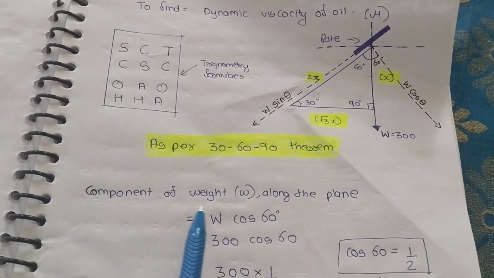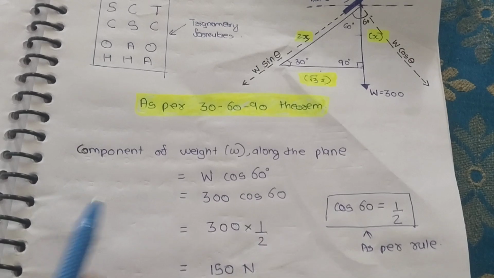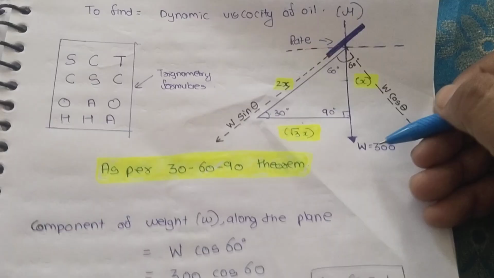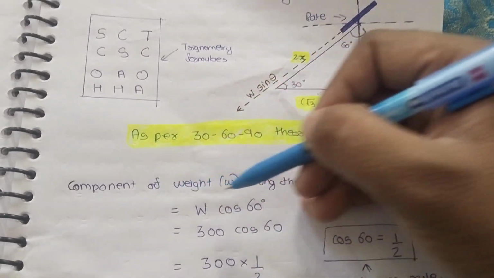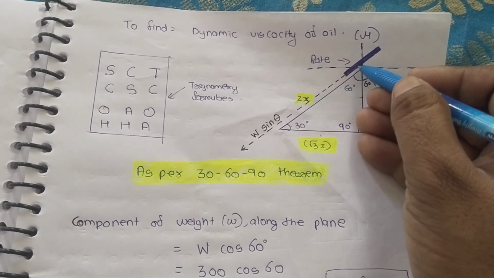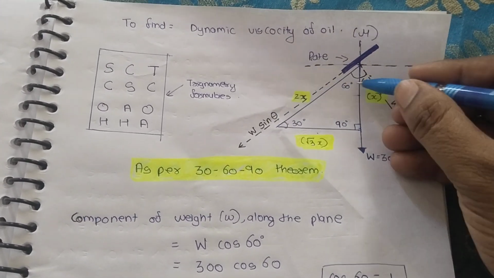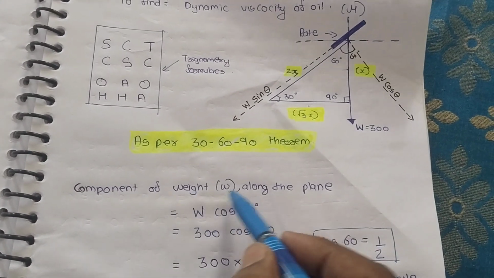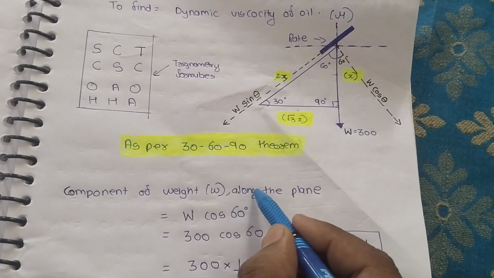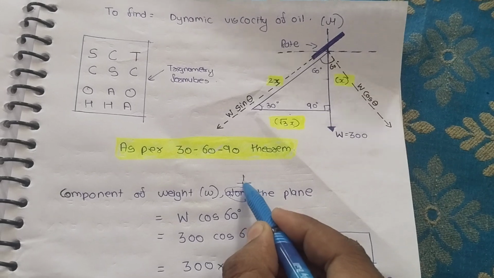Component of weight W along the plane. This is the weight of the plate, 300 Newton. So the component of weight along the plane is W sin theta, but perpendicular to the plane it will be W cos theta. The component of weight W perpendicular to the plane will not come along the plane, it is perpendicular to the plane.